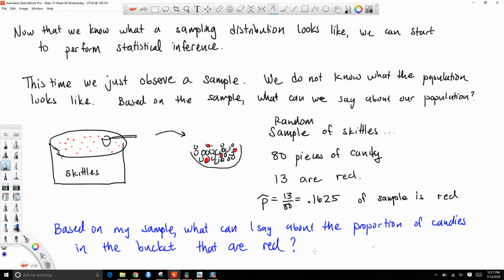I would be surprised if the bucket turned out to be 90% red, okay? That would be pretty surprising to me, okay? I would also be really surprised if the bucket was only 1% red, right? It's possible that the bucket's only 1% red and I just happen to get a sample that's 16% red, but that would be really surprising. I would expect that the bucket's something around 16%, maybe between 10 and 25% red, I don't know. But I would expect something around 16% to be red, something around there, okay?